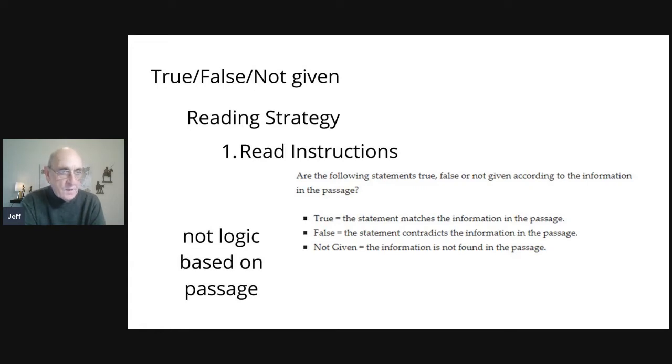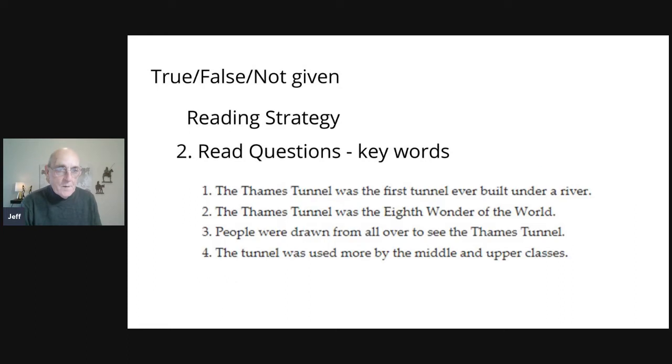Okay? So that's what's very important. It's based on information in the passage. You have to find, in order for it to be true, that it absolutely confirms it's true. False absolutely confirms that it's false. And if you don't find either of these confirmations, only then is it not given.